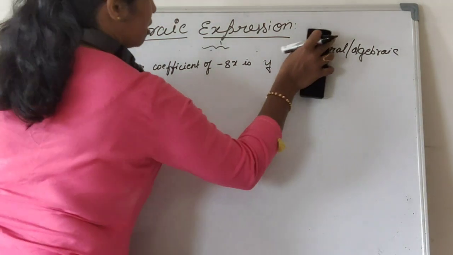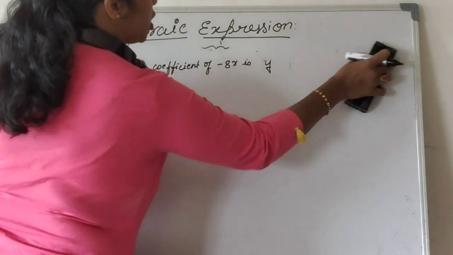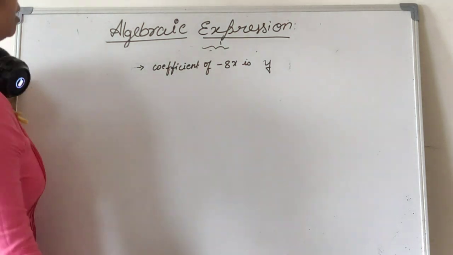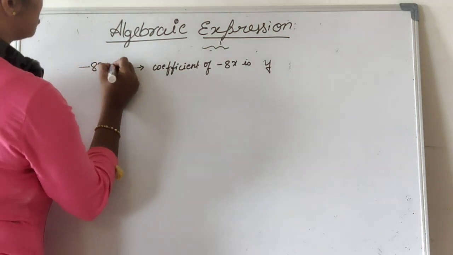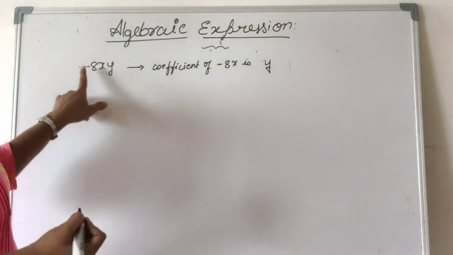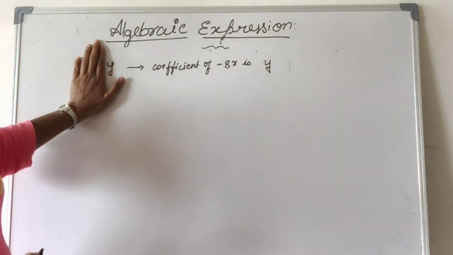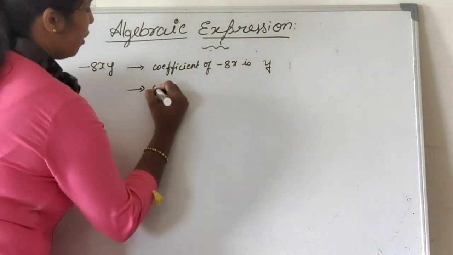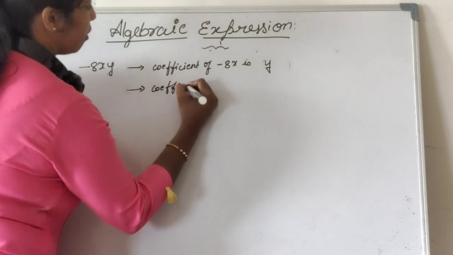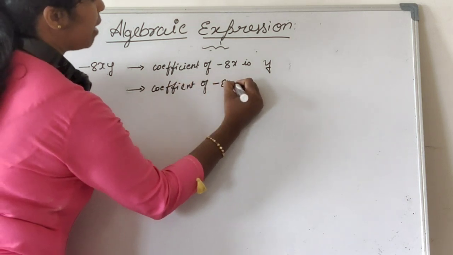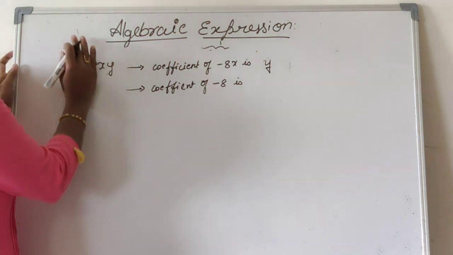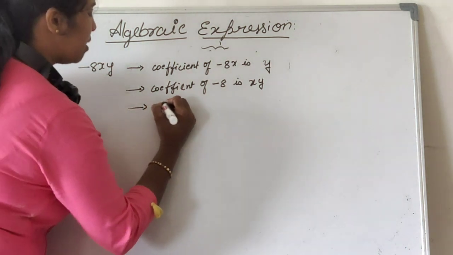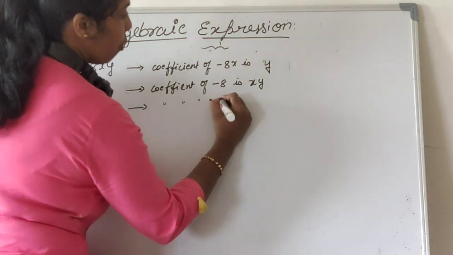So now the question is, they did not mention here which coefficient we have to find out, literal or numeral. They said only what is the coefficient of minus 8x. Coefficient of minus 8x means you leave minus 8x, and what remains is the answer. Okay. Next, coefficient of minus 8. Just minus 8 is asked. So leave that minus 8, x, y is left.